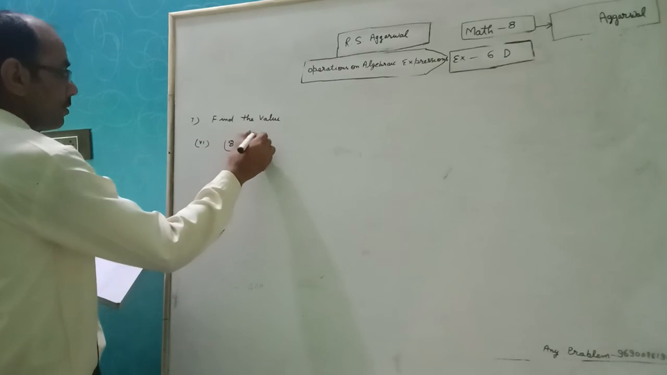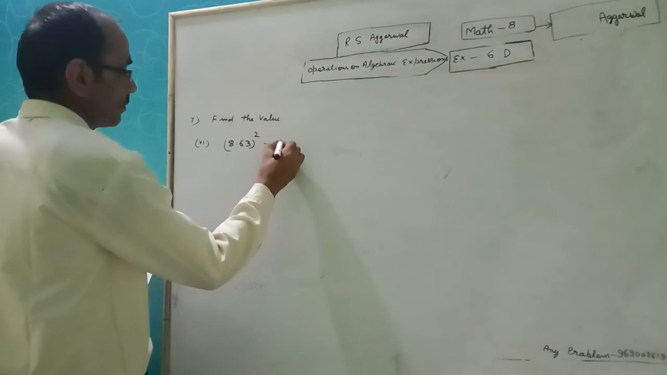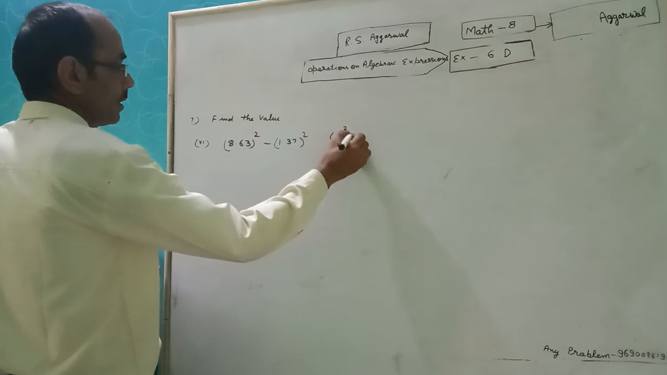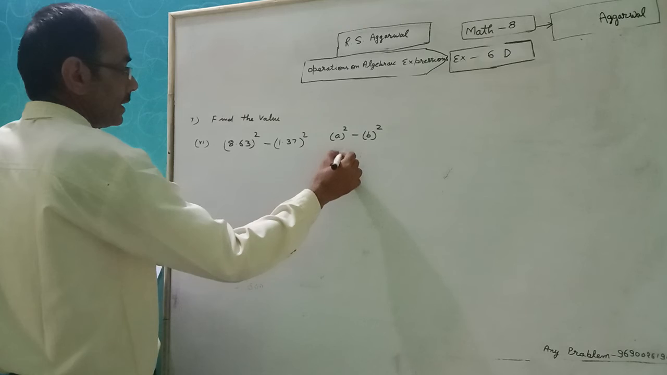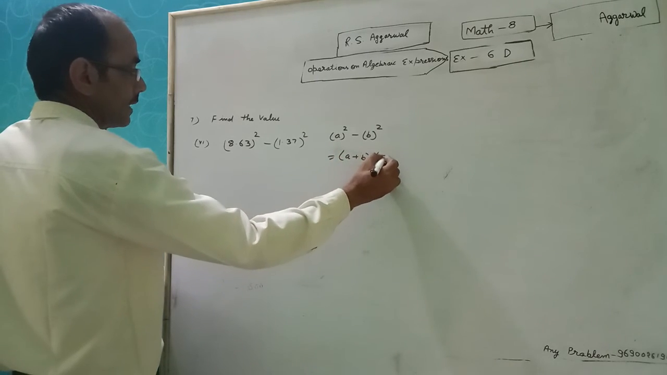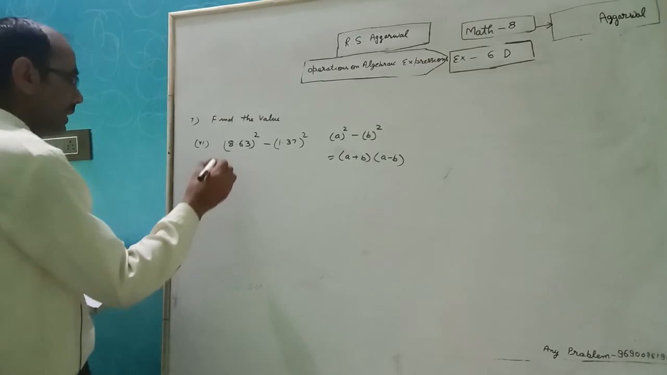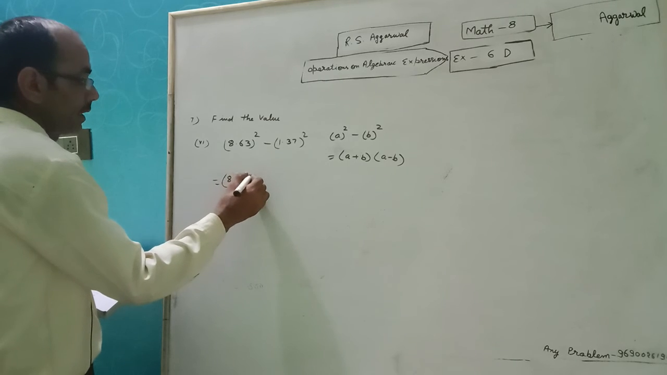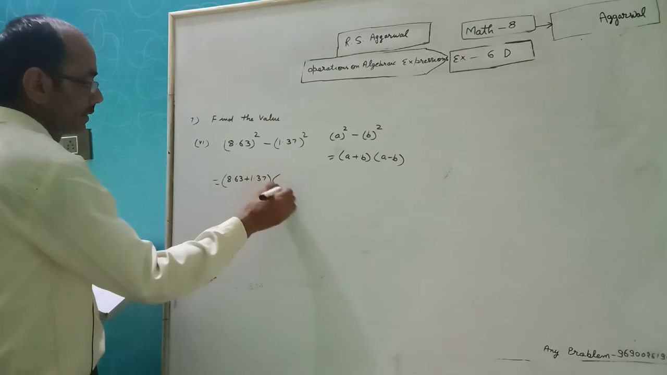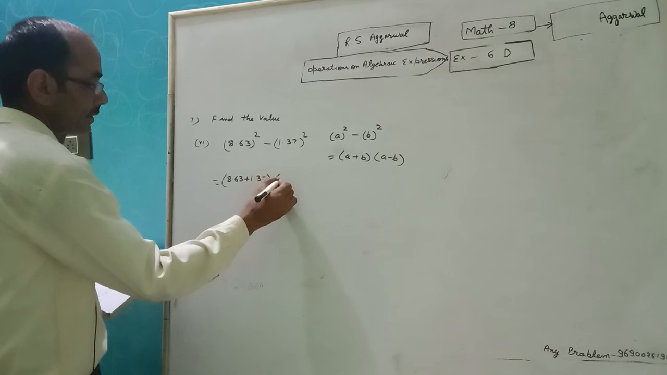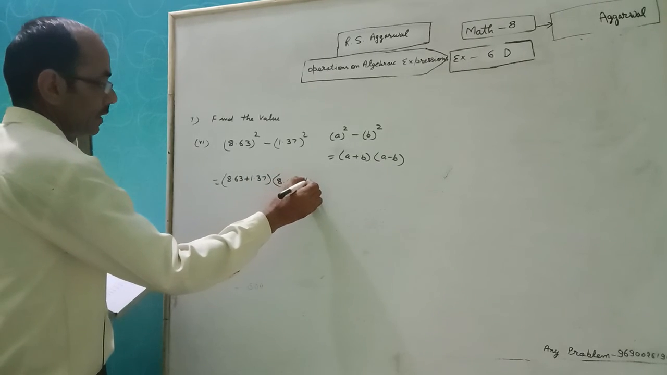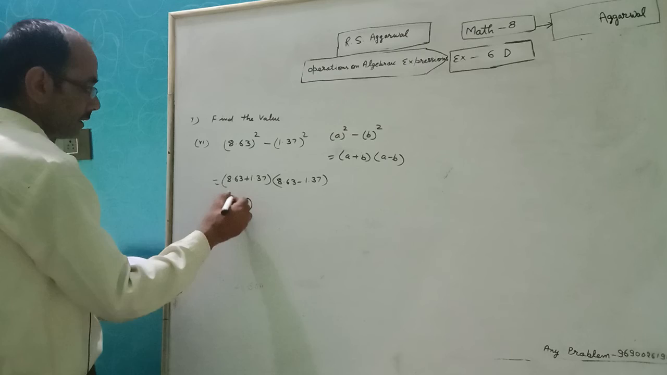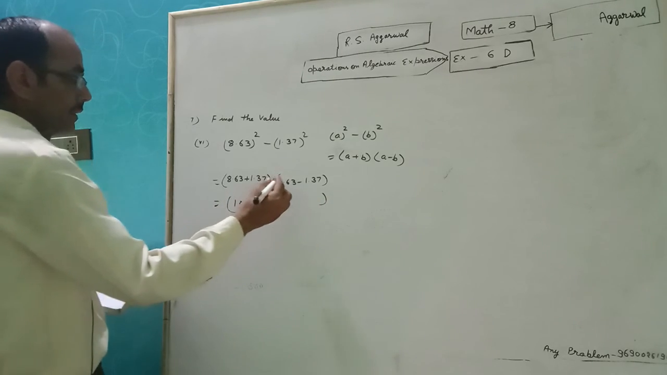Sixth part is 8.63 whole square minus 1.37 square. That is identity a square minus b square. We write the plus and minus. So we write the a will be 8.63 plus 1.37, 8.63 minus 1.37. After plus is 10. After minus is 7.26.